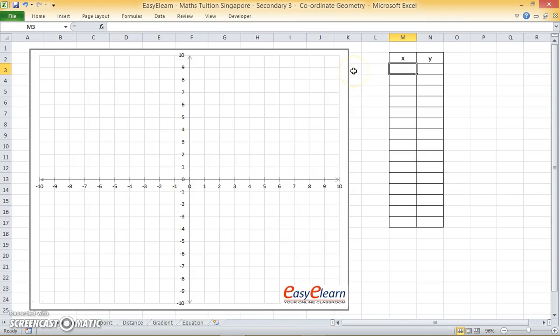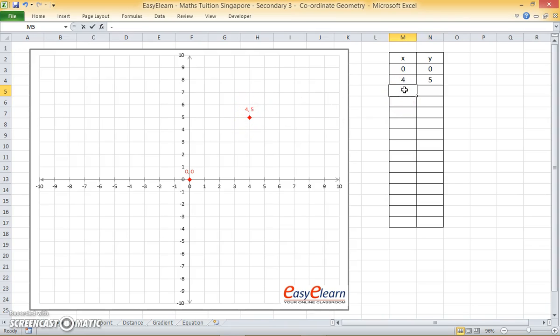So let's mark a point (0, 0). That is a point in the middle, in the center here. Okay, let's mark another point now, (4, 5). So we can see the x value is 4 and the y value is 5. The first coordinate always represents x and the second one is y.